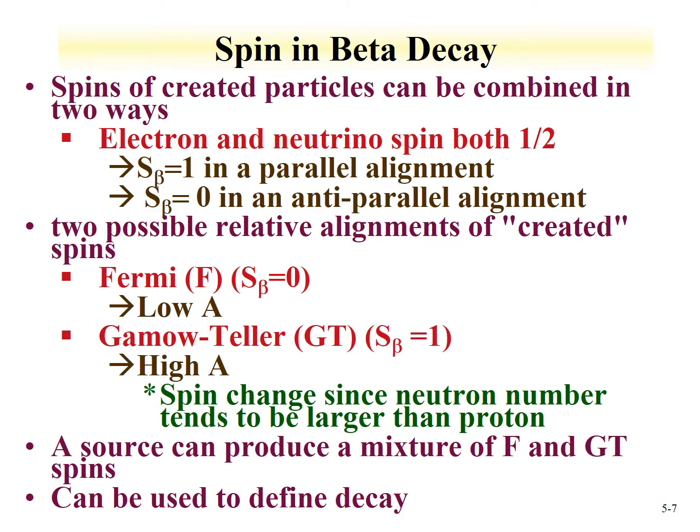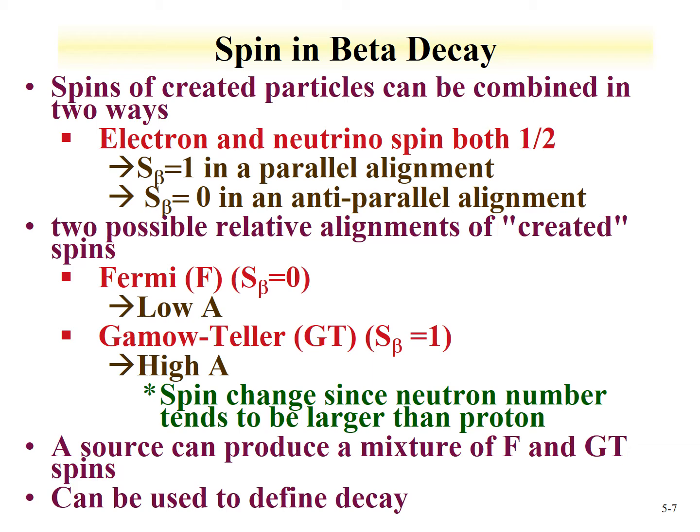The electron and neutrino spin can be aligned or anti-aligned during decay. So if they're aligned, if they're parallel, the spins will sum up, so the spin change will be on the order of 1, either +1 or -1. If they're anti-parallel, if they cancel, the spin change will be 0. So there are two possible alignments for the created spins. One is Fermi, where the spin change is 0. These are dominant at low A isotopes. And Gamow-Teller, where the spin change is 1. And these tend to be observed at higher A.